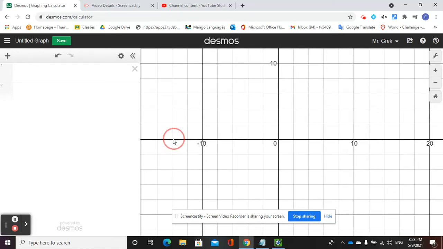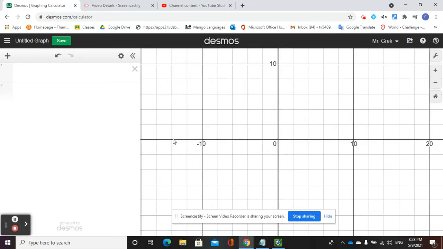Okay, in this video, we're going to continue discussing the different ways that we can represent a quadratic relation. In other words, the different forms of a quadratic relation. We discussed standard form in the last video, y equals ax squared plus bx plus c. Today in class, we looked at vertex form as well.